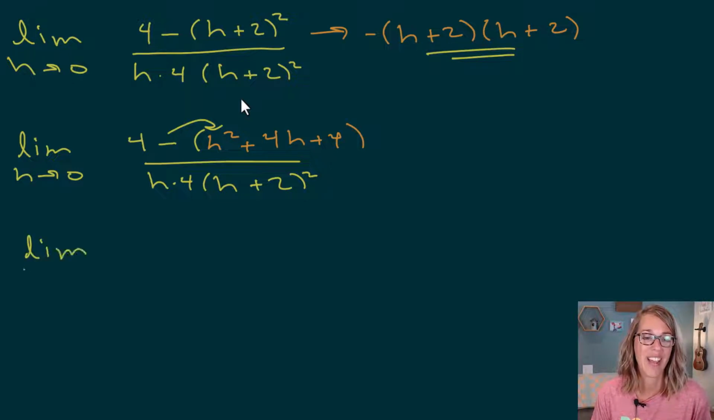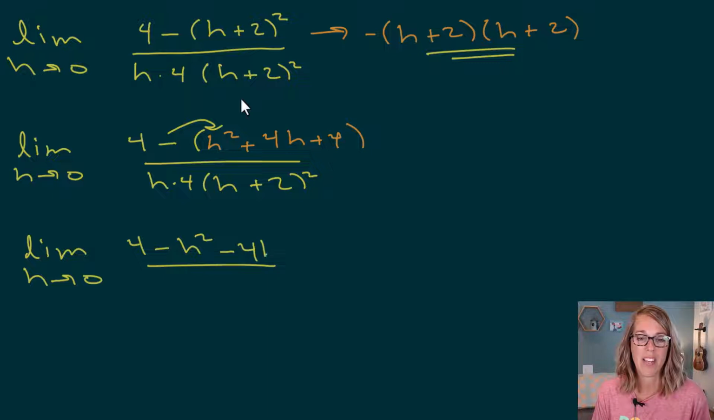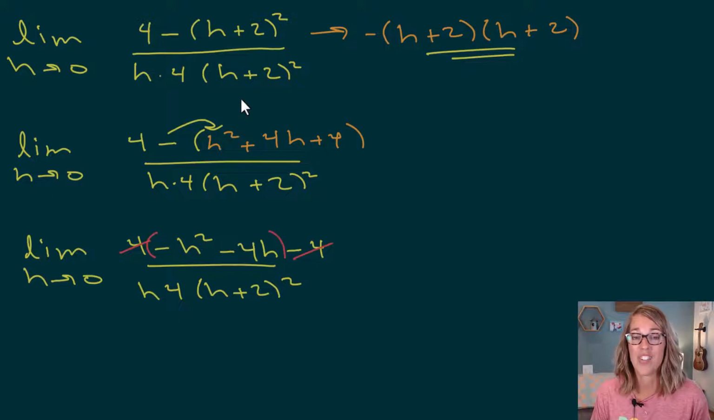So I have the limit as h approaches 0. In my numerator, let me just distribute the negative so you can see everything. So 4 minus h squared minus 4h minus 4. In our denominator, I've got the h, the 4, and the h plus 2 quantity squared. Now, the 4's cancel, so these 4's cancel here, leaving me with the minus h squared minus 4h. Let me factor a negative out of that and an h out of that. That's going to leave me with an h plus 4. You can double check me by distributing the negative h through.